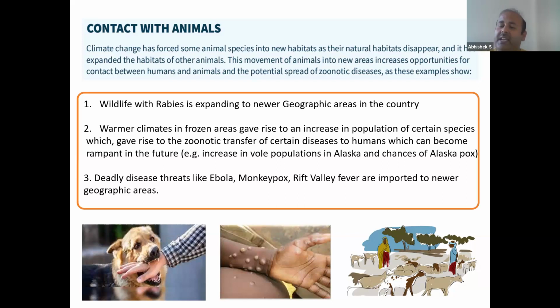Now, in some of the frozen areas in the Arctic as well as in the Himalayas, the icebergs are melting at an alarming rate. In this process, the normal habitat of these frozen areas is getting lost and is being taken over by other animals whose population is increasing. I'm giving you an example: a small animal called the vole, which looks like a mouse, in Alaska. They are carriers of a disease called Alaska pox. Alaska is an area very close to the North Pole and a part of America.